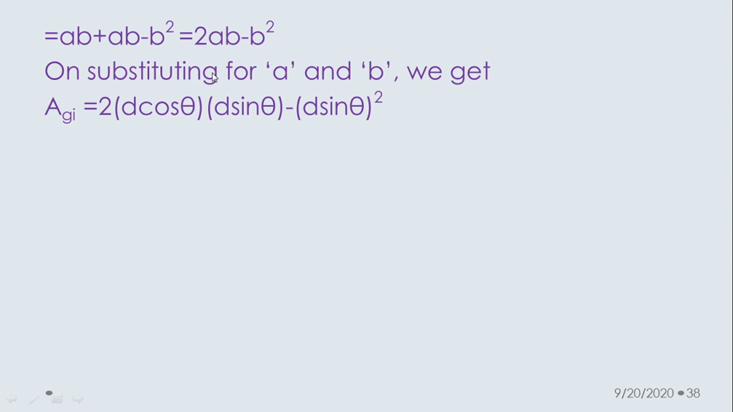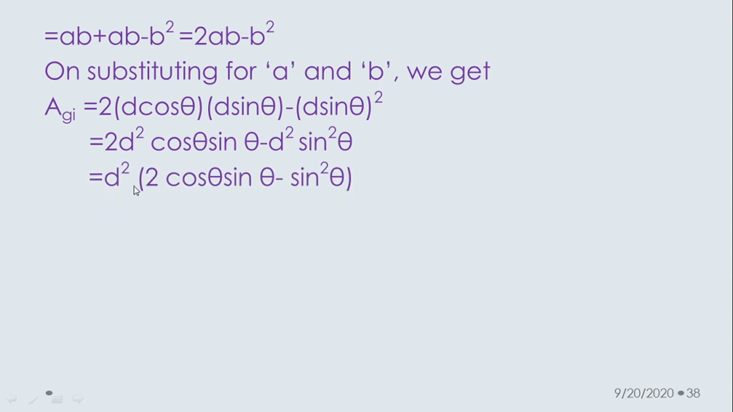Now substitute the value of A and B. On substituting for A and B, we got A as d cos theta and B as d sin theta. So you have to substitute here. So 2 into d cos theta into d sin theta minus (d sin theta) whole square, correct. So which is equal to 2 d square cos theta sin theta minus d square sin square theta.